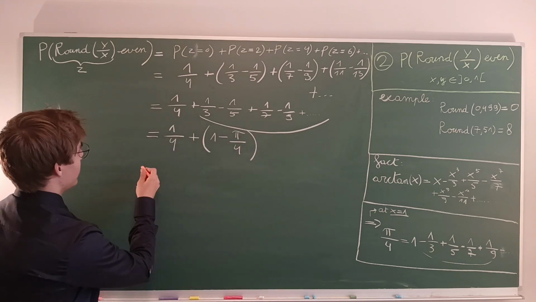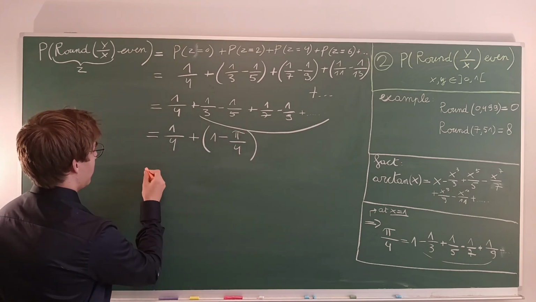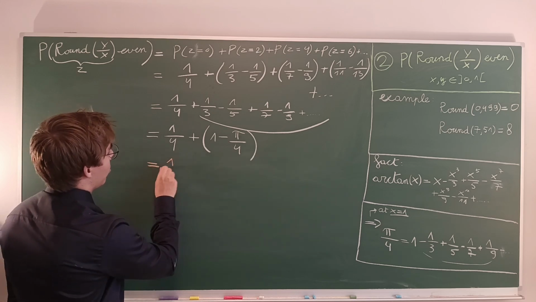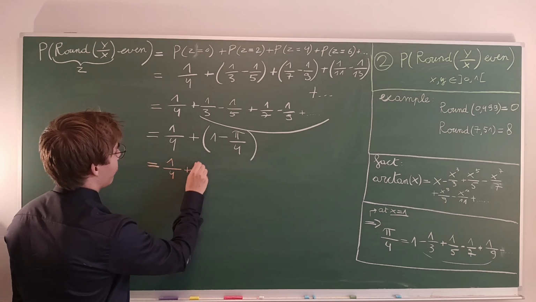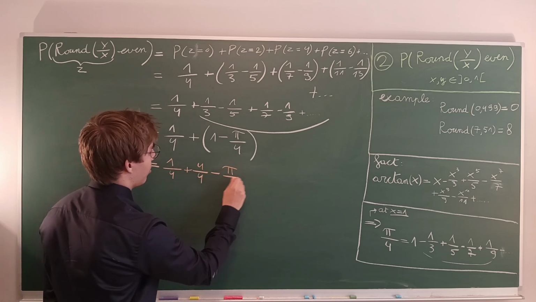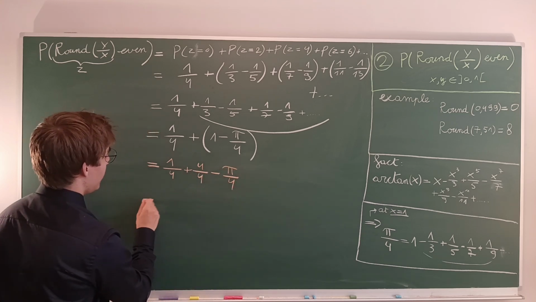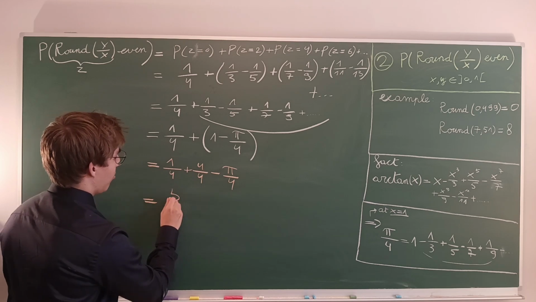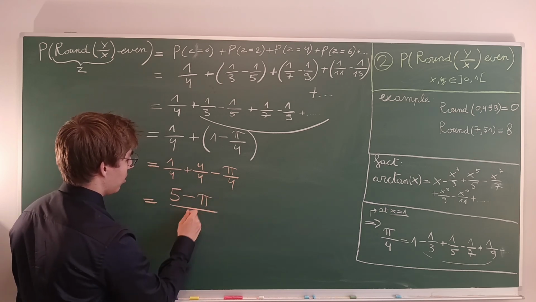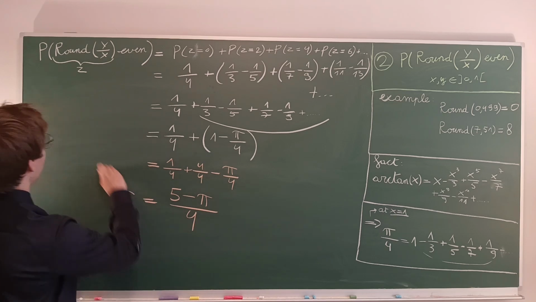Let's now calculate this out. This is equal to 1 over 4 plus 4 over 4 minus pi over 4, which is equal to 5 minus pi over 4.